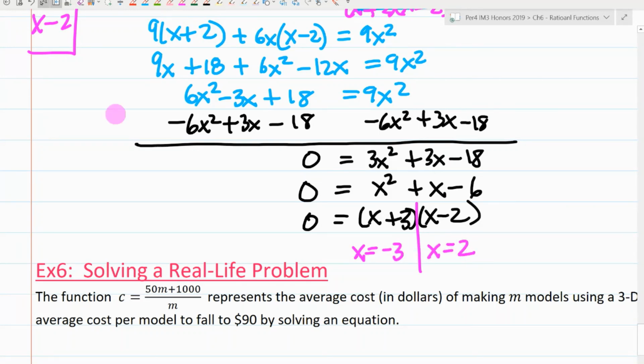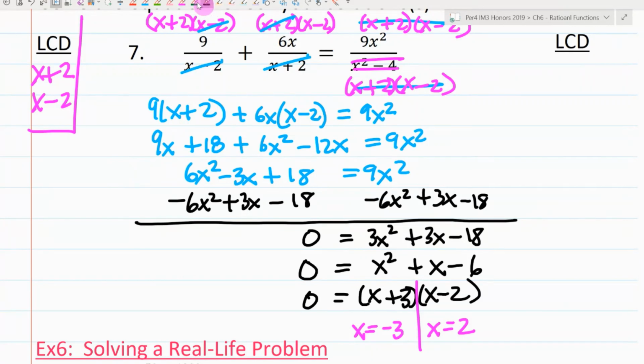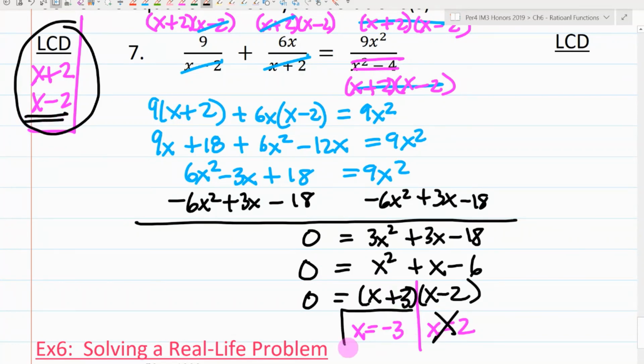And then last but not least, check to see if that's okay. So if you're looking at this, 2 would make this one 0, so we can't use it. So you can only use negative 3. Again, you can't make any of these 0. The 2 makes that 0 and that one 0.